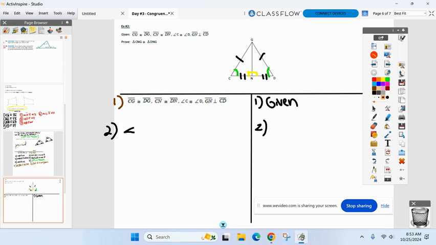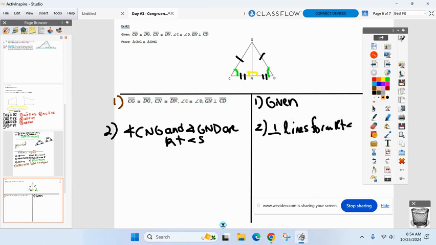So angle, name the right angles now, Taylor. Angle CNG. Yep. And GND. Are right angles. Got to say they are right angles first. Can't say they're congruent yet. How'd you know they were right angles? Because they're perpendicular. Perpendicular lines form right angles. Good job there.